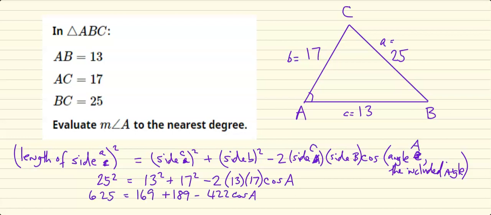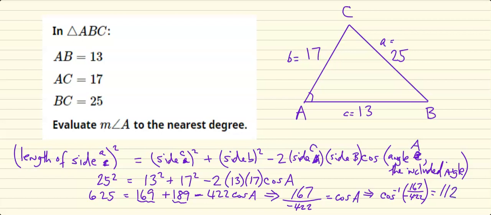Okay, so the next step gets us to this, and now we're going to add these two together, and then we've got to multiply. I mean, we can't add the 422. That's going to be divided out. So we add these two together and subtract from 625. So we end up taking the cosine inverse of 167 over negative 422. And so the rounded answer will be 112 degrees.